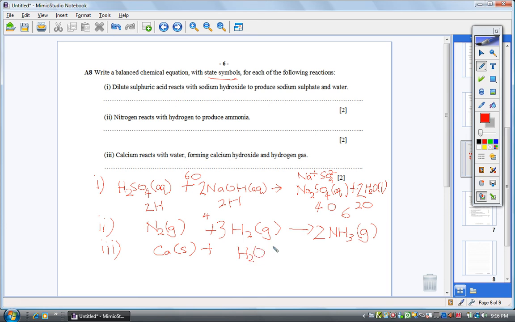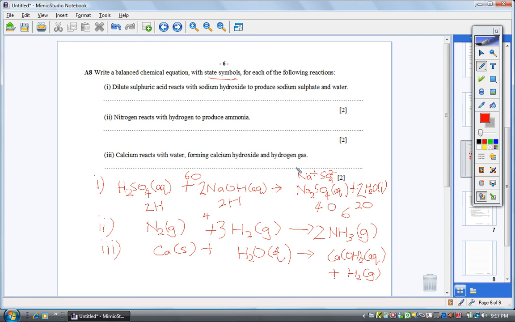This is a reaction to form an alkaline. Okay, so water is liquid. You have calcium hydroxide, which is also limewater as you see in your laboratory. It is sparingly soluble, but we assume that it is still aqueous due to the water medium here. Hydrogen gas is evolved, which is a gas.